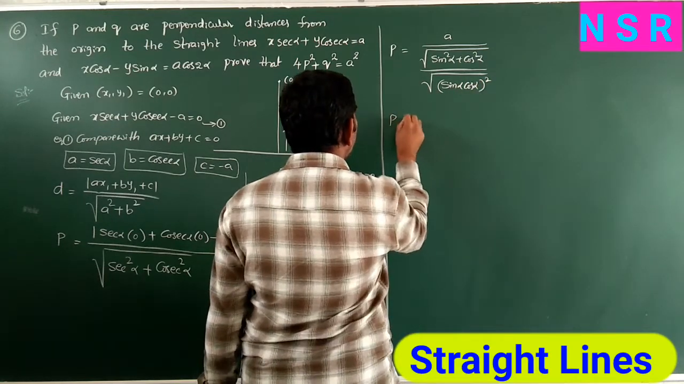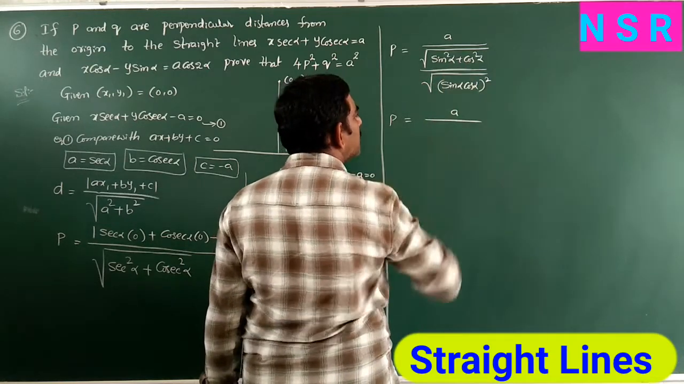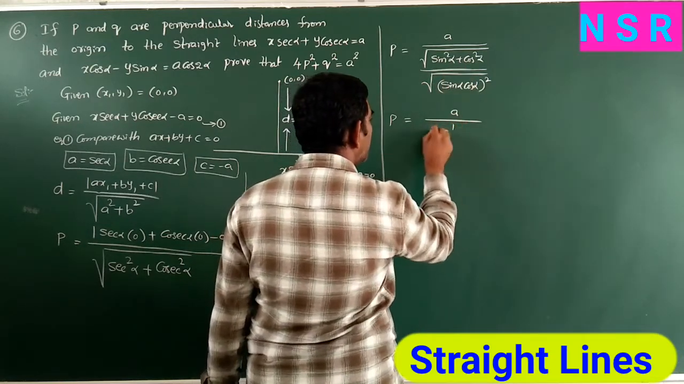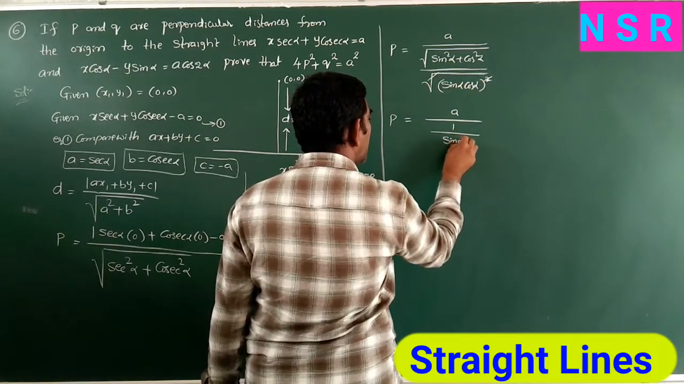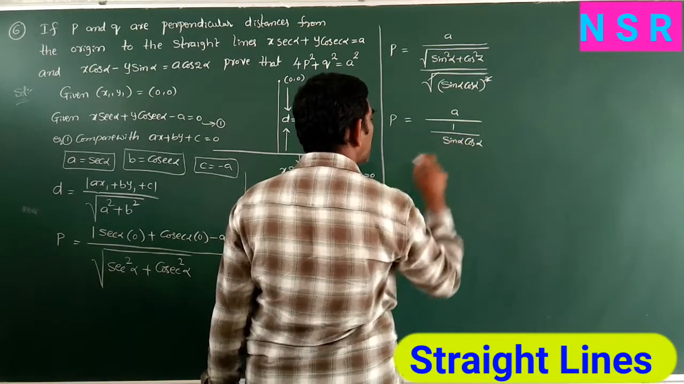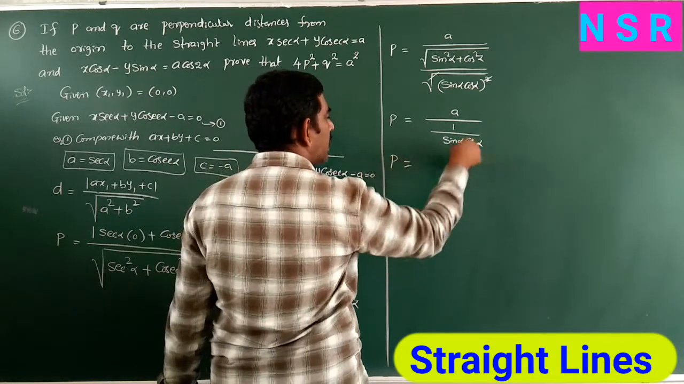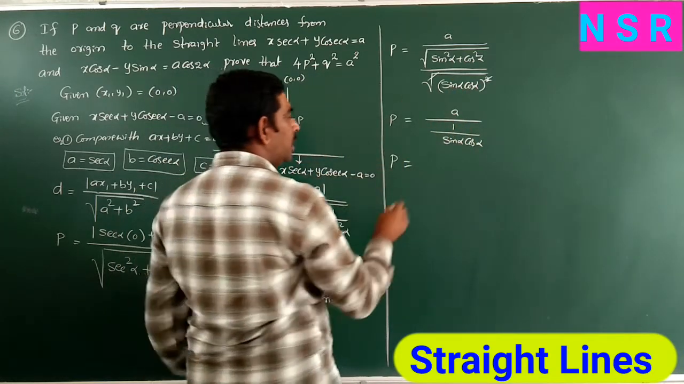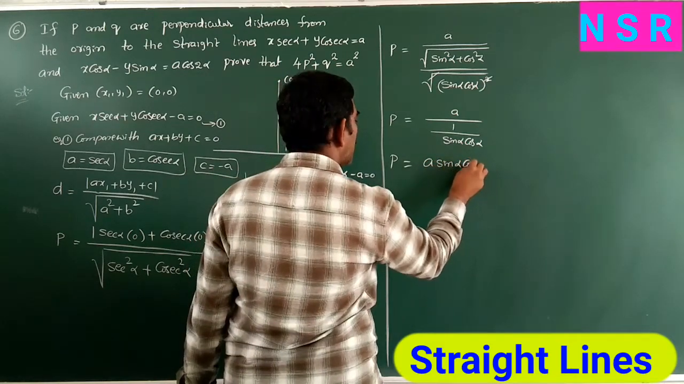So now p is equal to a by the root of sin square alpha plus cos square alpha, which is 1. The root of 1 is 1, and here the square root gets cancelled. We get 1 by sin alpha into cos alpha. Now reverse this denominator value: sin alpha and cos alpha move to the numerator, and we get a sin alpha into cos alpha.